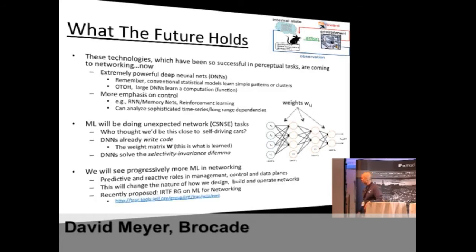And we're just going to see progressively more machine learning in networking, predictive and reactive roles in management, control, and data planes. And this is just going to change the nature of the way we build and operate networking. And as I mentioned, there's a recent research group. I'm a little bit down on the IRTF. I don't know if anything will happen there. It'll be interesting to see if it does.